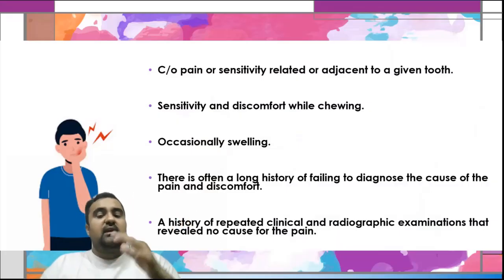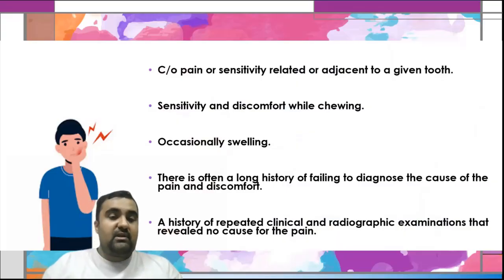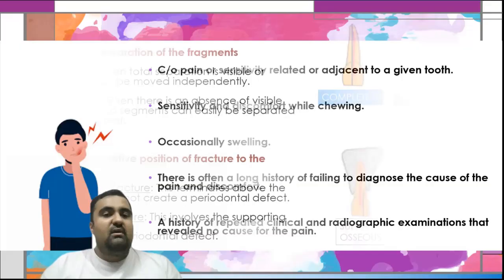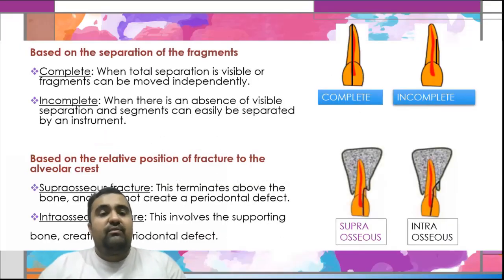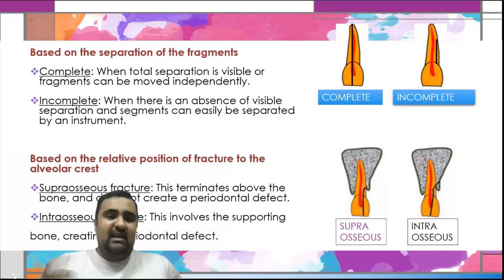So a detailed history has to be taken, which includes repeated clinical and radiographic examinations, which usually reveal the cause of the pain. Based on the separation of the fragments, we have complete and incomplete. Complete is when total separation is visible or fragments can be moved independently. Incomplete is when there is an absence of visible separation and the segments can easily be separated by an instrument.